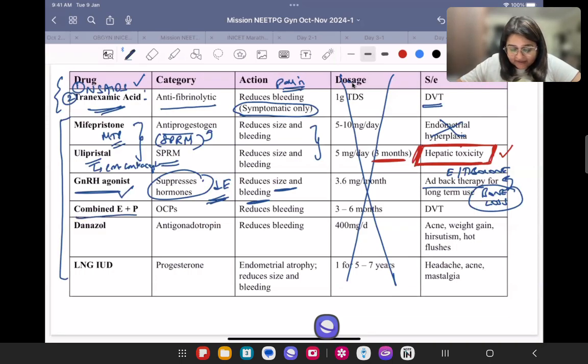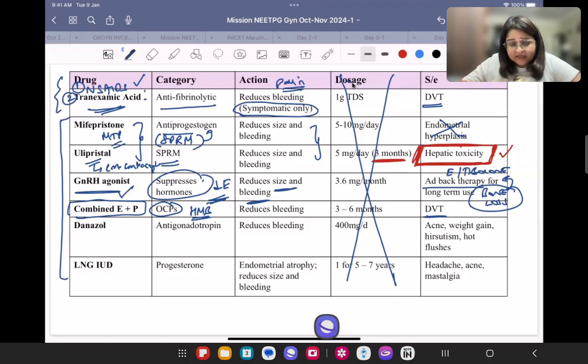Then we can give combined contraceptive pills. We all know, and we'll be discussing this tomorrow. OC pills reduce bleeding. तो HMB जहाँ पे भी heavy menstrual bleeding या menorrhagia है, it will reduce the bleeding. ठीक है? But again, estrogen जहाँ होगा वहाँ पे it increases the risk of thrombosis.